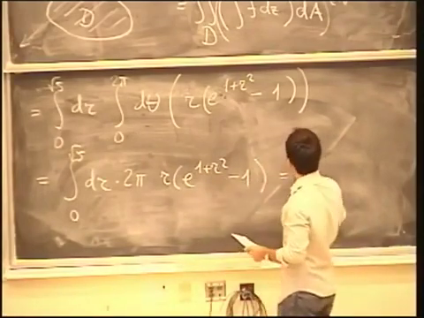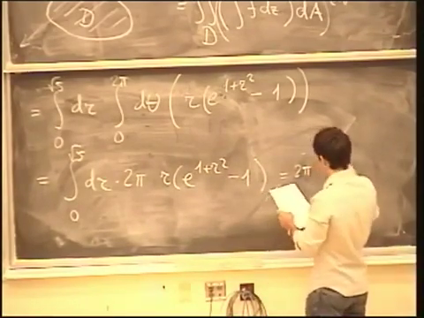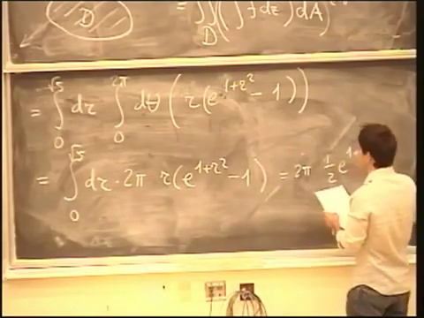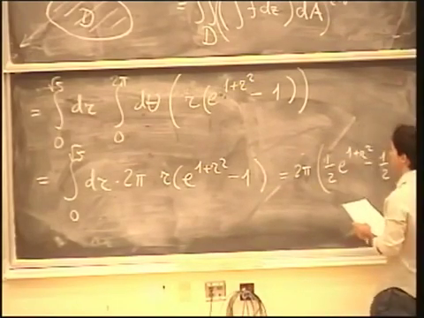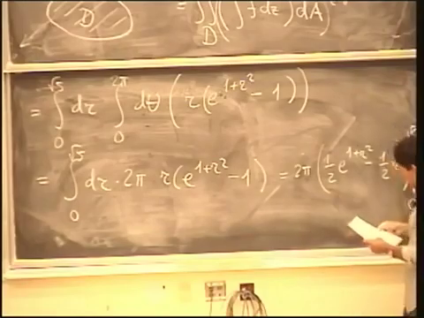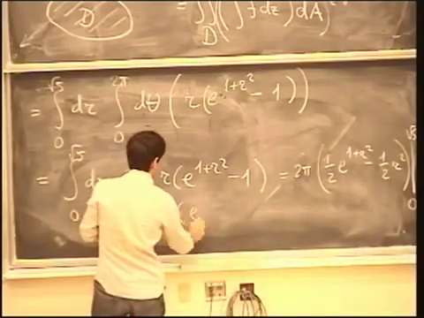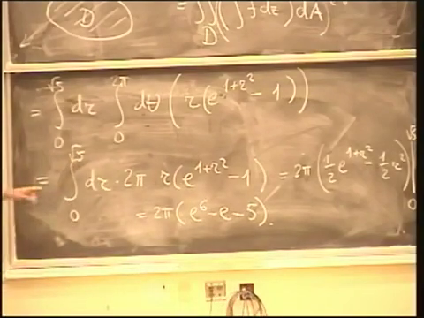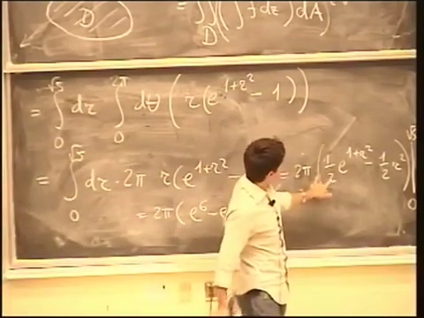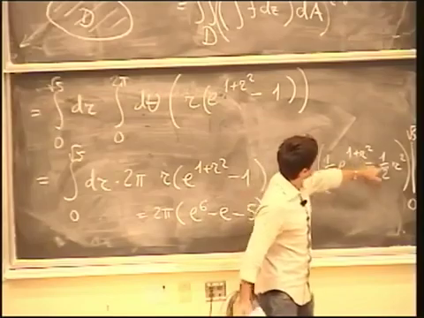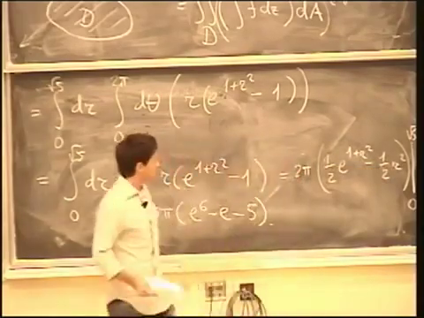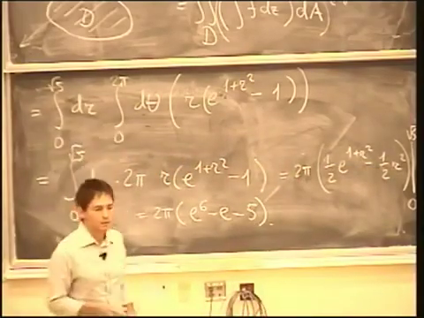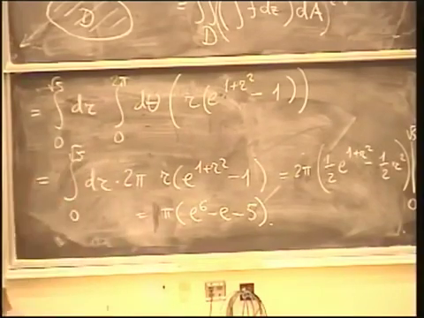So I'll just write the answer. You get 2 pi as an overall factor, and then you get 1/2 e to the 1 plus r squared minus 1/2 r squared between 0 and square root of 5, right? And so the answer is 2 pi times e to the 6 minus e minus 5. Well, because 1/2 and 2 get cancelled, so you get e to the 6 minus e, and this gives you 5. Right, so that's correct. Okay? Yes? It's pi, that's right. So like this. Thanks. Okay, cool. So we good with this? Yes?